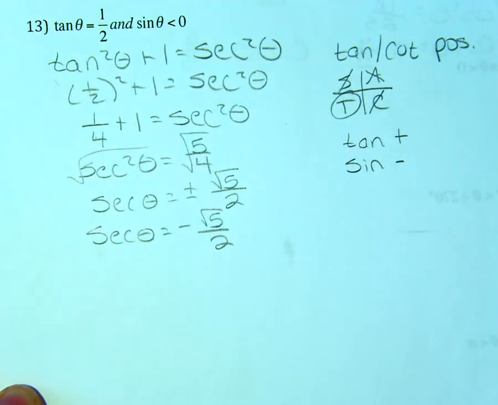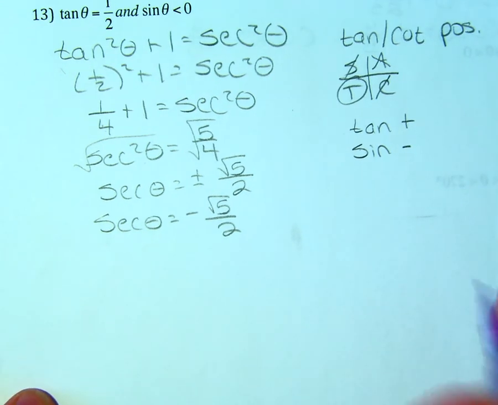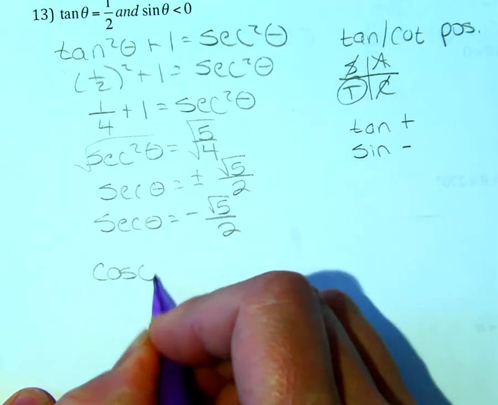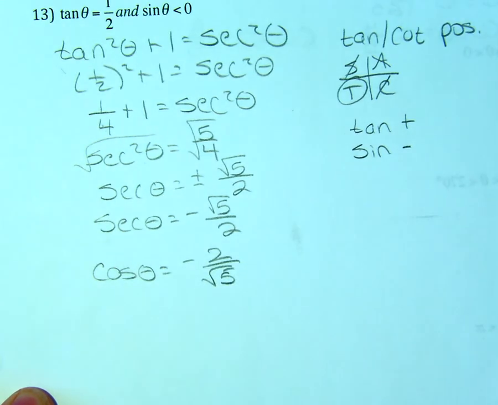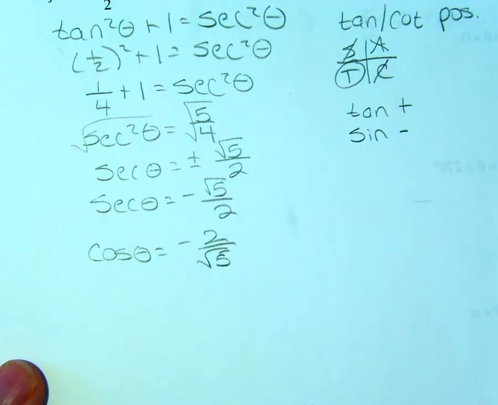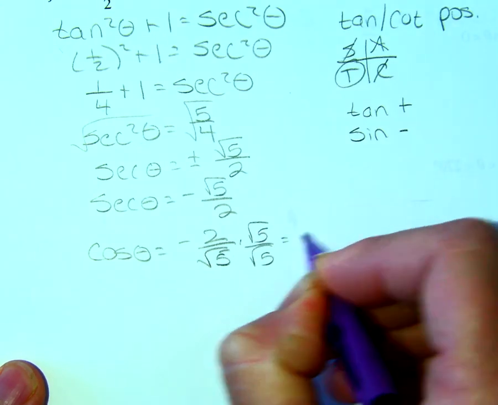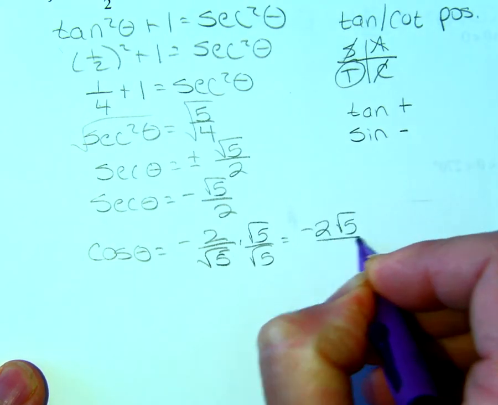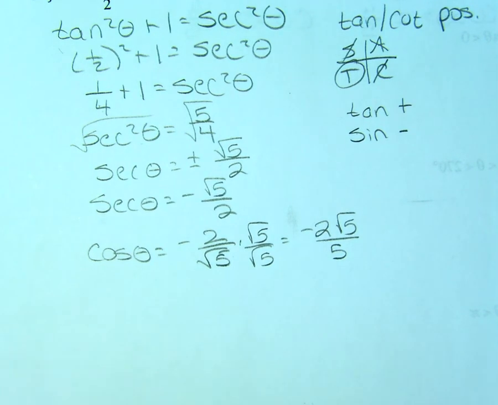Well, now that I have secant, what's its reciprocal? That's right, cosine. So we can just flip to get cosine. Now, of course, we can't leave it that way. We need to rationalize. So you're going to multiply the top and the bottom by square root of 5 and get negative 2 square root of 5/5. So now we finally have cosine, but we still don't have sine.